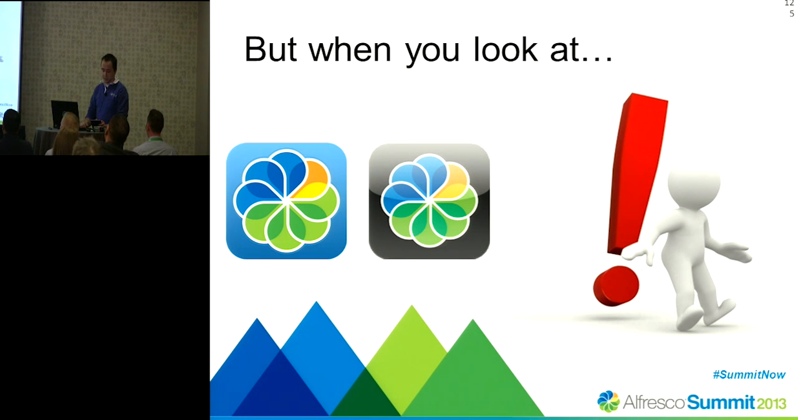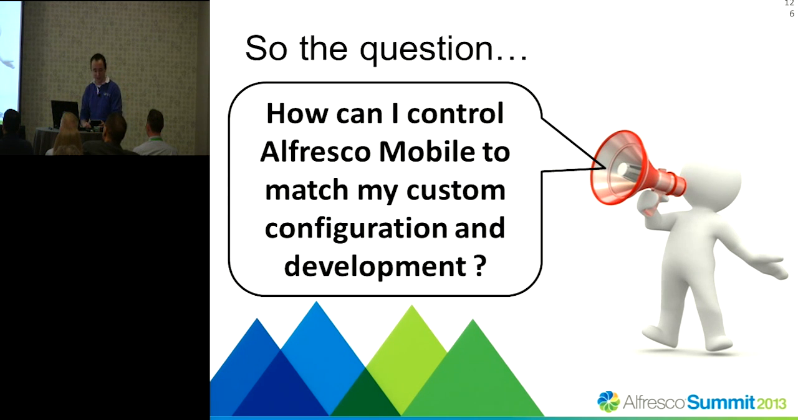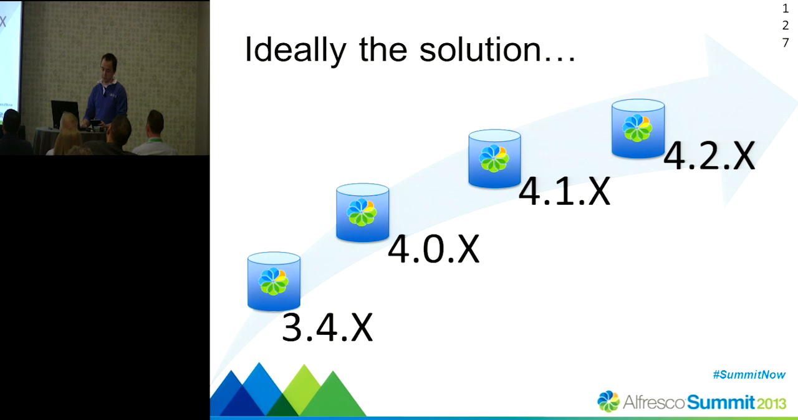But what happens when you look at the Alfresco mobile application? What happened to your custom model, custom screen, the specific action you implemented? It's not there. And you say something like, seriously, Alfresco? So the question is really clear. How can I control Alfresco mobile to match my custom configuration and development? Can't we implement something somewhere that can display this configuration for a mobile user?